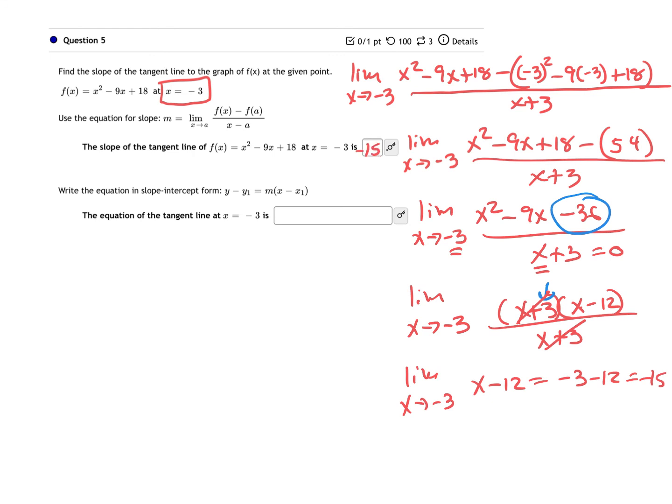Now again, I have my y value from over here, that's going to be 54. I have my x value from up here, that's -3, and I have my slope from right here, that's -15. So we have y minus 54 equals -15 times x minus a -3, which would be plus 3. And that's going to be my answer for that one.